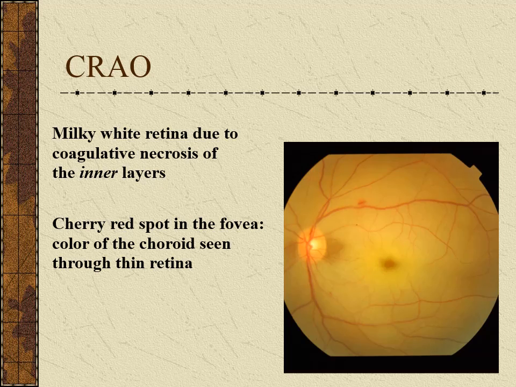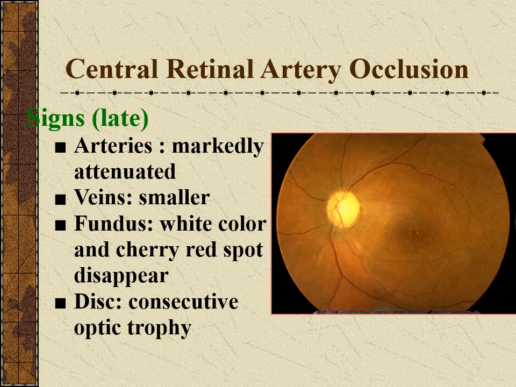The appearance of the cherry spot in the milky white retina will happen in the very early stages of the artery occlusion. However, later, within a few weeks, 2 to 4 weeks, the white appearance of the retina will disappear. The retina will become atrophic, but still be transparent again. So the cherry spot appearance will disappear.